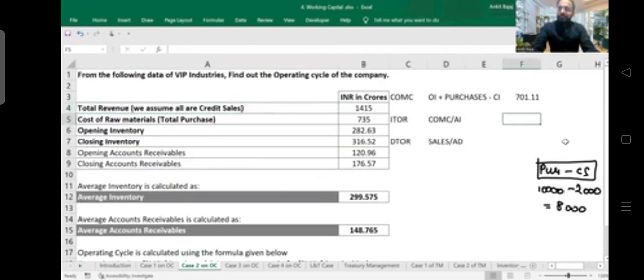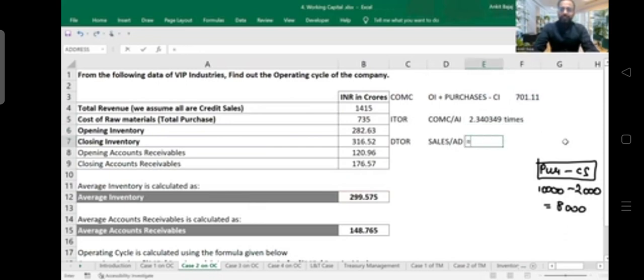Now we have to follow the same step, right? So cost of material consumed here is 701 crore rupees. It is 701 crore divided by average inventory. So here we have calculated average inventory, and it is 2.3 times, right?